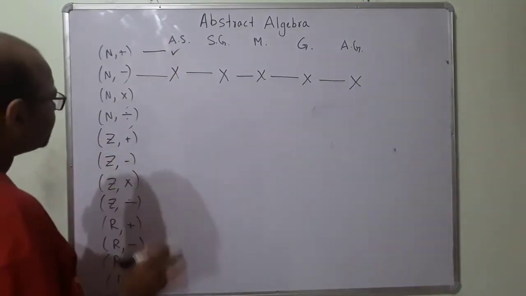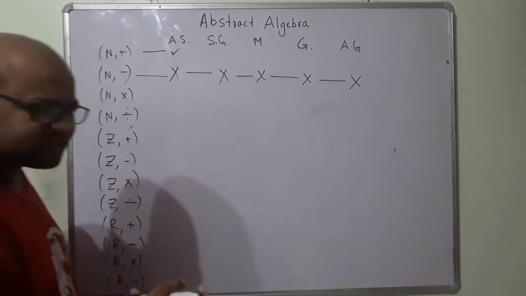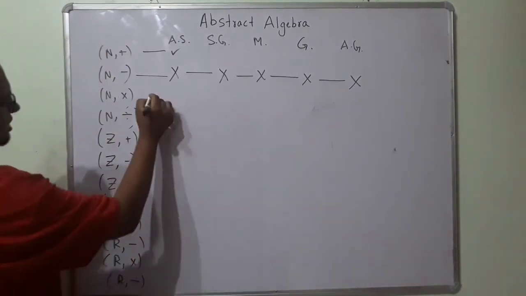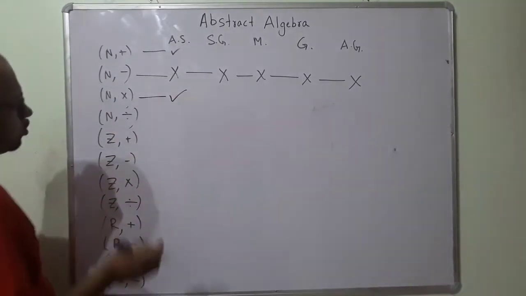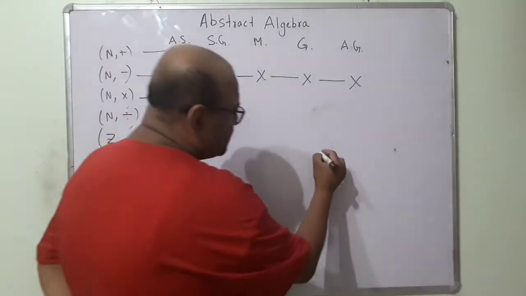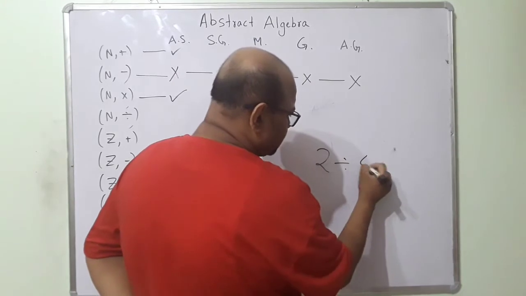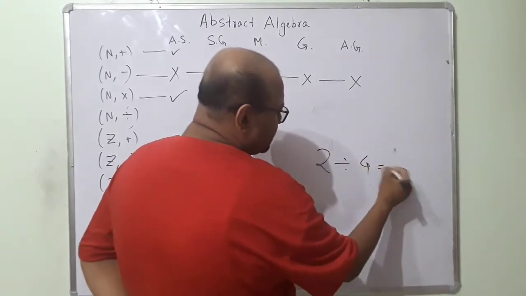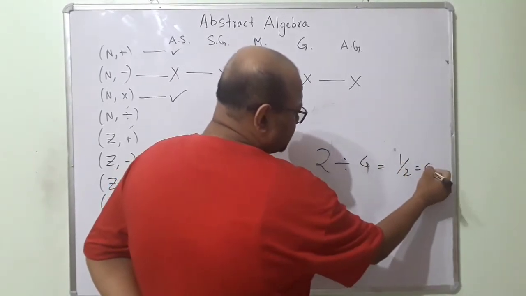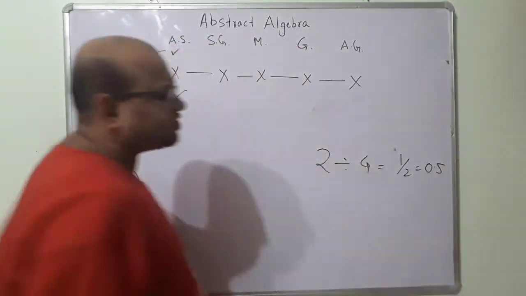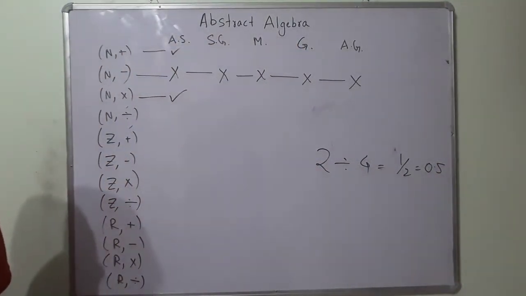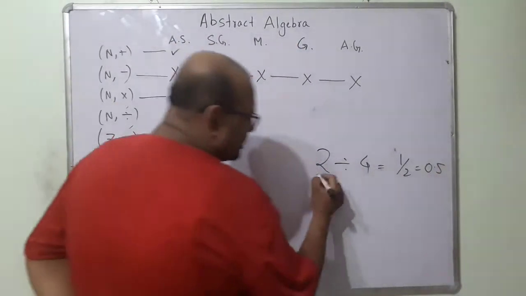Natural number under multiplication. When I multiply two natural numbers, I will get back a natural number. So it is closed. What about division? When I divide 2 by 4, I get 1 by 2, or it is 0.5. 0.5 is not a natural number, right? So it is not closed.